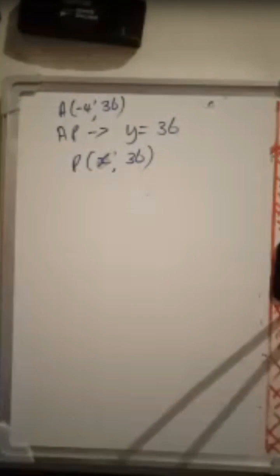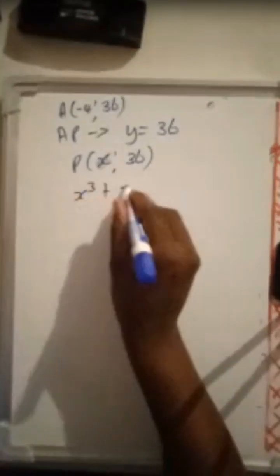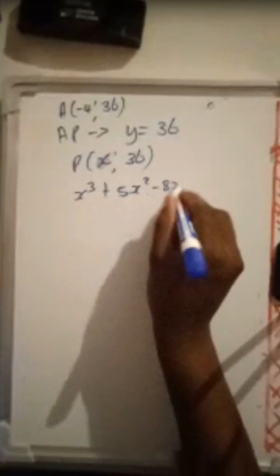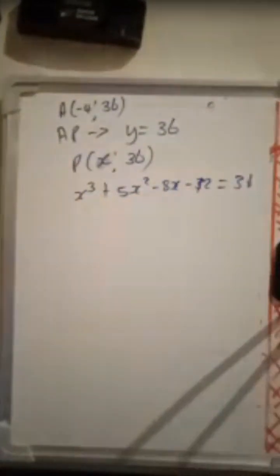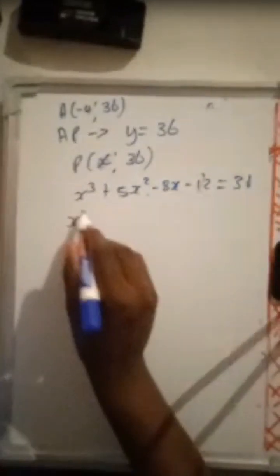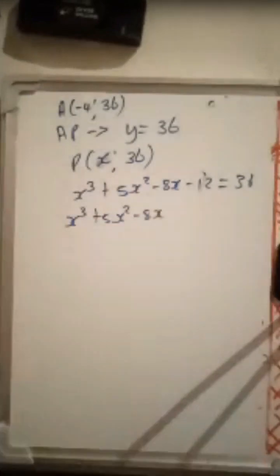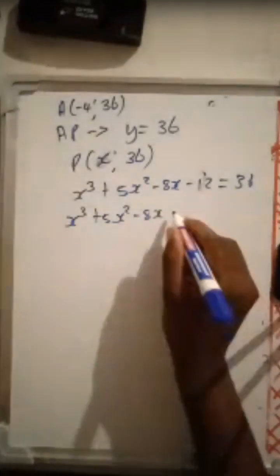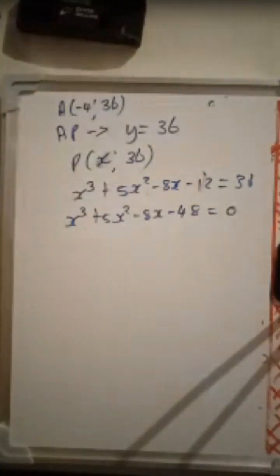Okay, so here it's simple. We now know that the graph x cubed plus 5x squared minus 8x minus 12 equals 36, because the y value there is 36. Now we need to solve for x. So it entails solving x cubed plus 5x squared minus 8x. If we bring 36 over, we get negative 48, equals 0.